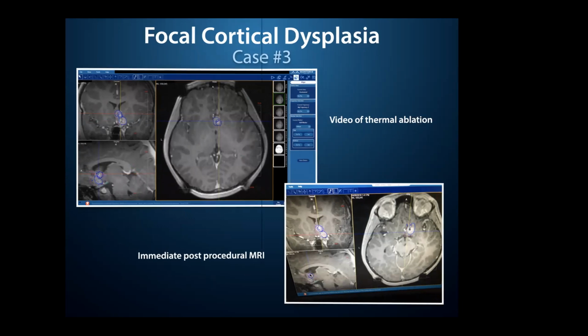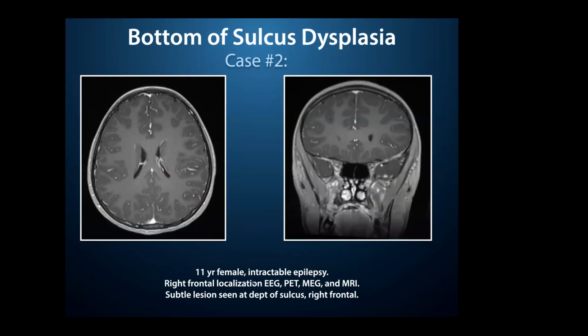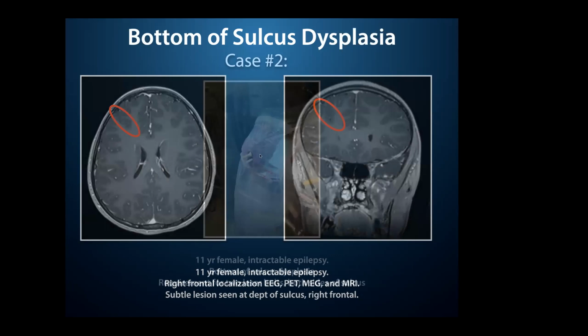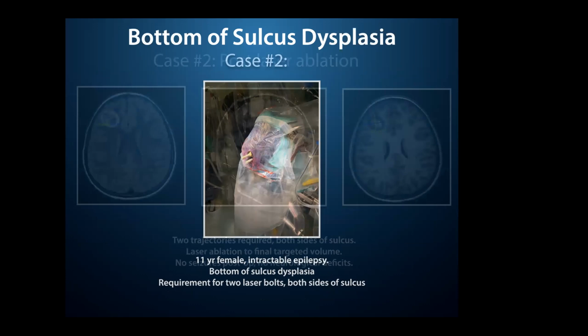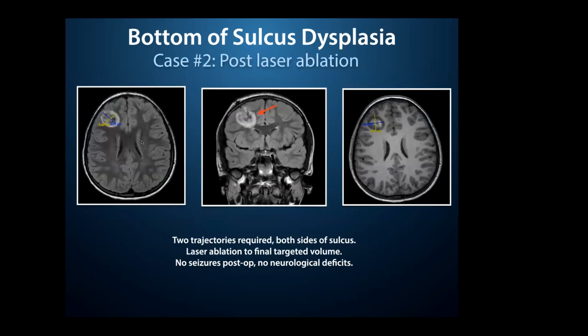Another case, 11-year-old, intractable epilepsy, right frontal localization, everything. But, you know, look at this. You can't really pick this out, but I'll tell you, here's the lesion here, and here it is here. And it takes the eye of the radiologist sometimes, as I mentioned to you, to find some of these lesions. Two separate trajectories and bolts were used for this because it spanned a sulcus, which bottom of sulcus dysplasia does. So technically, you have a heat sink in a sulcus, so you may not get the laser to go across the sulcus. So that's why we used two separate trajectories.